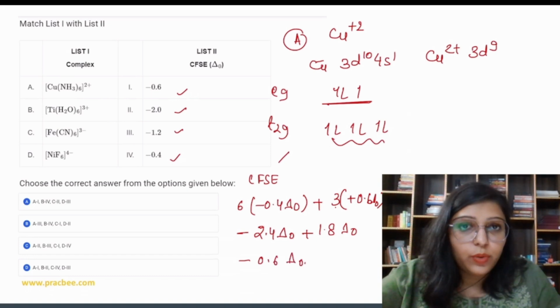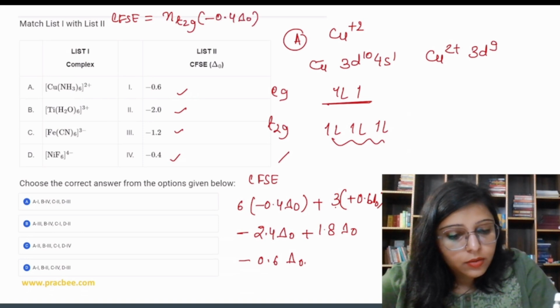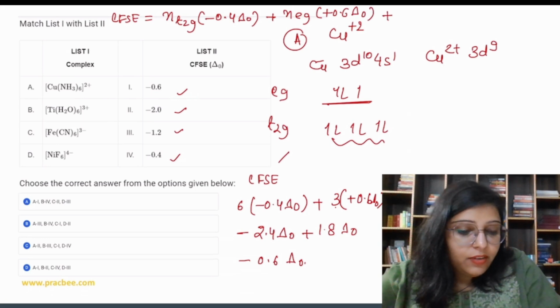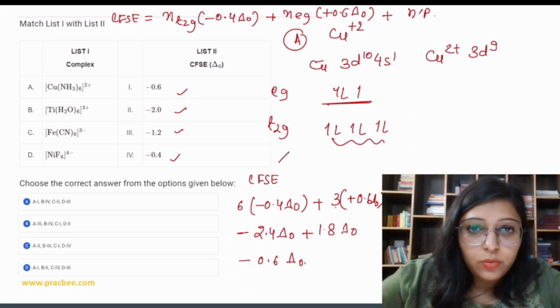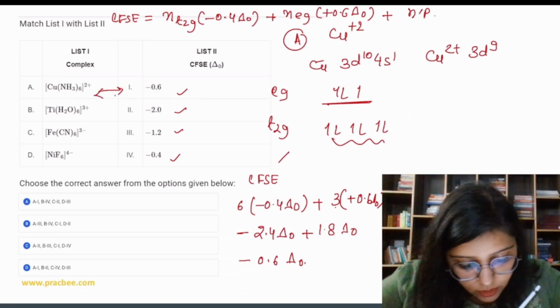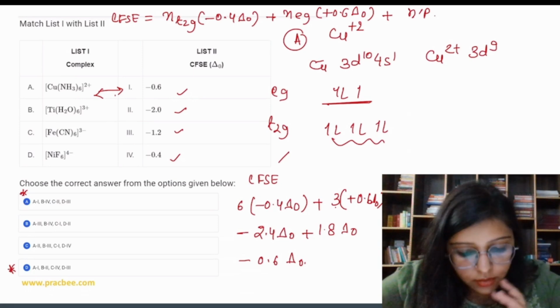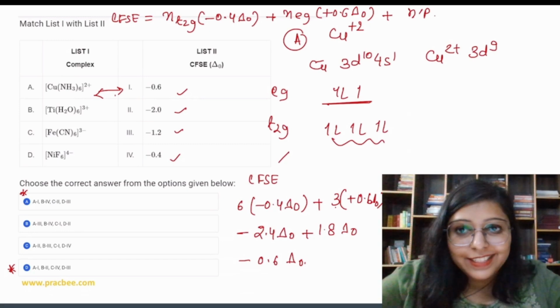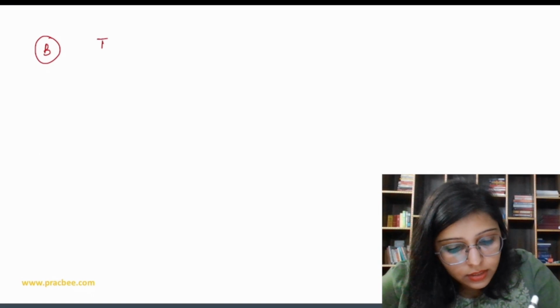ठीक है बेटे? अच्छा, what is the value of CFSE? So CFSE means the number of electrons in T2G times minus 0.4 delta naught plus the number of electrons in EG times plus 0.6 delta naught, and if we have pairing energy, then n dash P. We can also write this. So I am applying this fact only. ठीक है, so we get minus 0.6. So A can be matched with option number 1. So we have two options, A and D. Now let's check B. So from B1 we can find out the correct answer. So let's find out B1. B is what? Ti(H2O)6 3+.